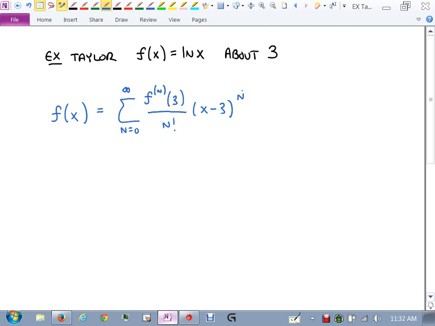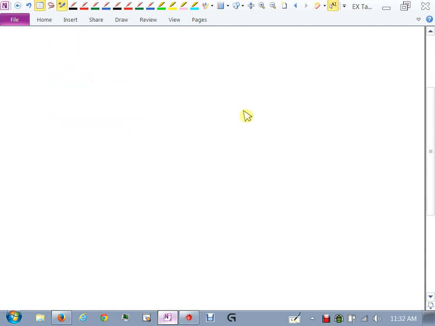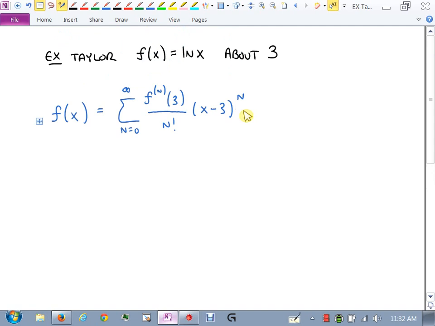Now, unfortunately, natural log of x does not behave like e to the x, does it? That's life, right? That's the way it goes. So let me start looking at derivatives. Start out with the 0th derivative of f. What is that? Notice I'm not going to plug in 3 yet. I'm just going to treat it like a function. That's just itself, right? Now, what is the first derivative of natural log of x? 1 over x.